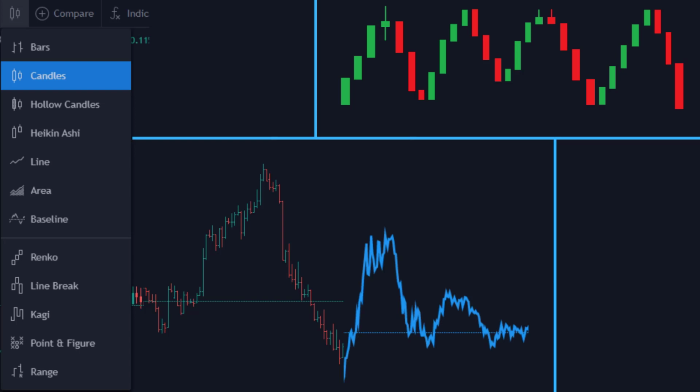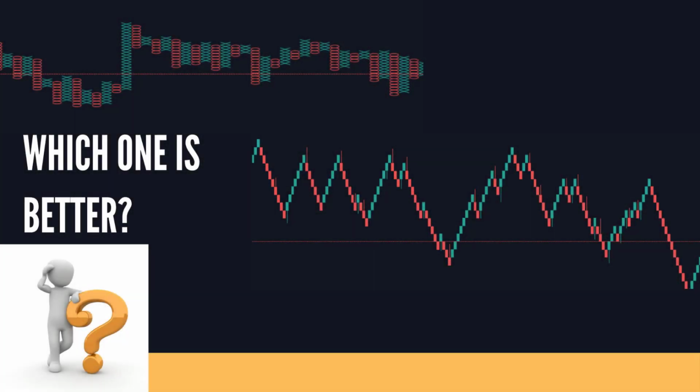What is a candlestick pattern? Well, let me tell you what is a candlestick pattern. There are many ways to read any chart. As you can see clearly here, there are bars, candles, hollow candles, Heikin Ashi, line, area, baseline, Renko, and so on. So you're probably thinking, which one is better to use? Well, if you ask me, I say to you, Japanese candlestick patterns, because it's easy to learn and it works.